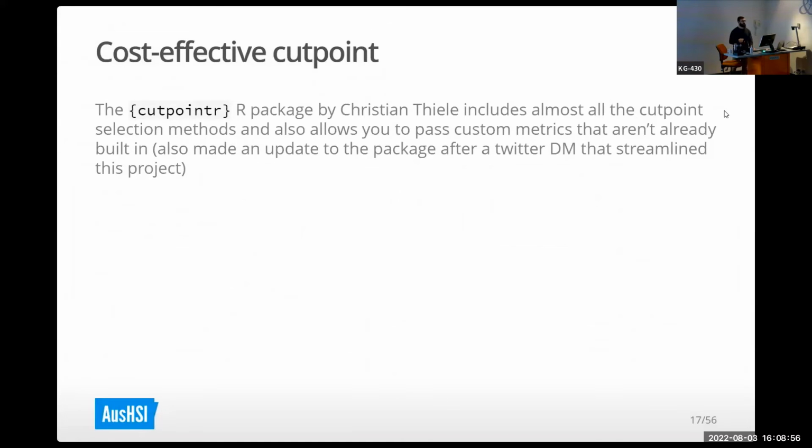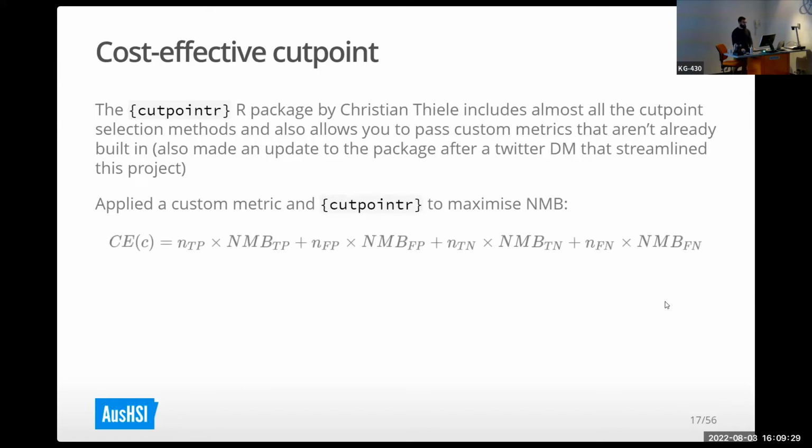So for our cost-effective cut point, we're really interested in something that maximizes net monetary benefit. And I used an R package by Christian Thiel called cutpointr. This incorporates a lot of the existing cut point selection methods, but it also lets you pass your own metric on which to maximize or minimize. And he also responded to my Twitter DMs and helped me incorporate everything that I needed to make it all work within his framework. So we apply a custom metric within cutpointr to maximize the net monetary benefit. And that looks a bit like this.